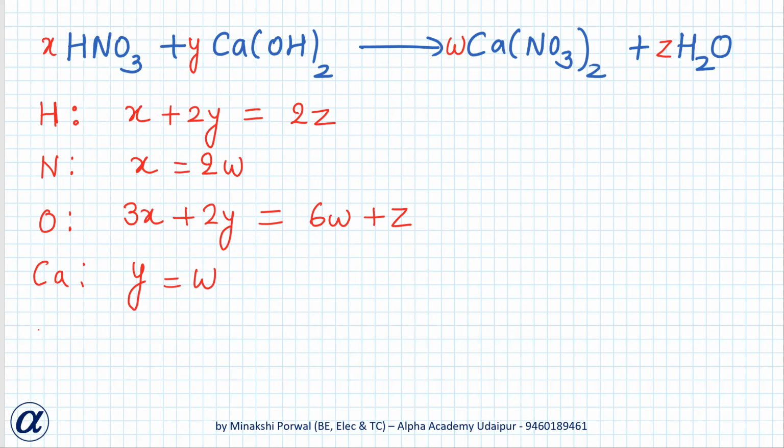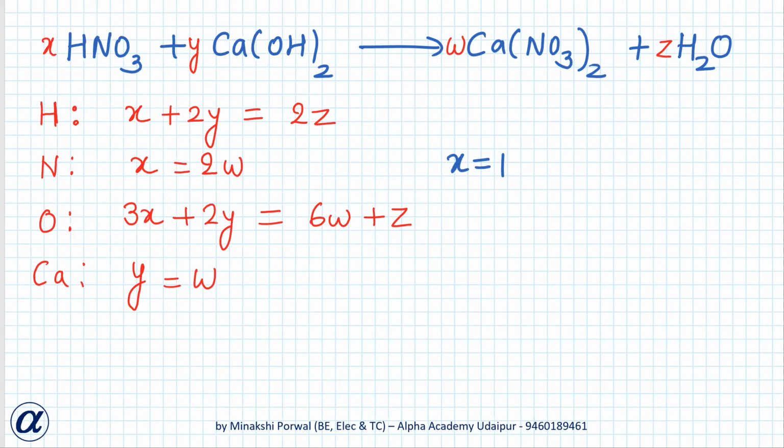Then are all the elements finished? Okay, now after this what we can do, we'll assume the value of any one element. We'll assume it as 1, any one element. Suppose first one I am choosing x as 1. x को 1 choose कर लिया.